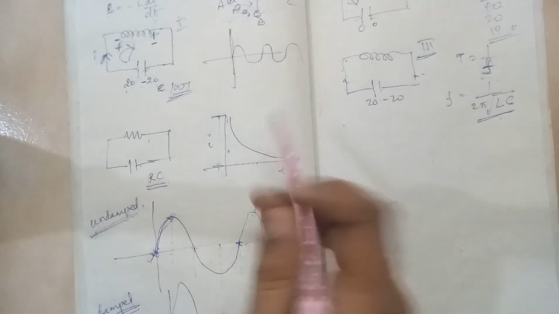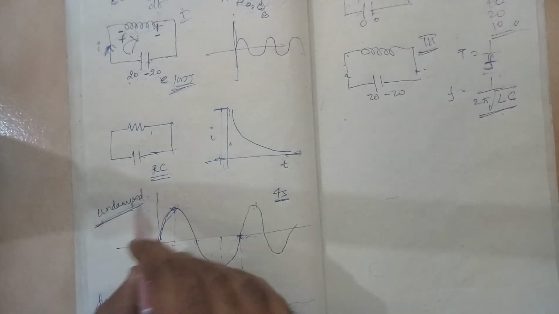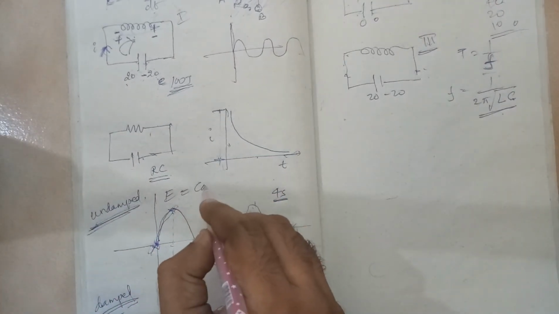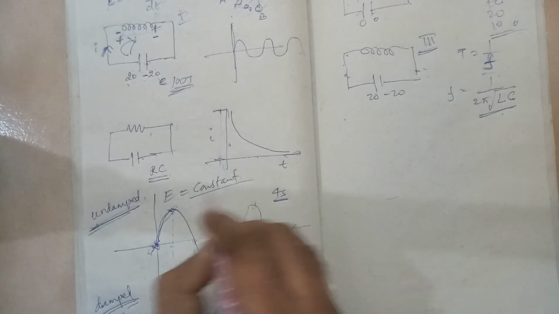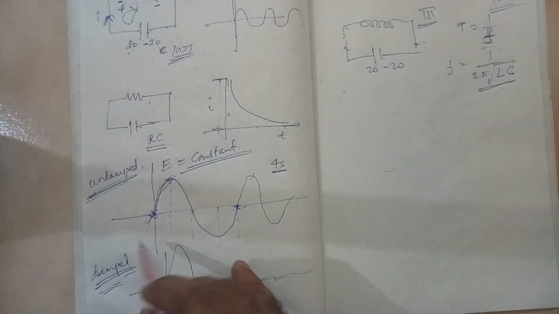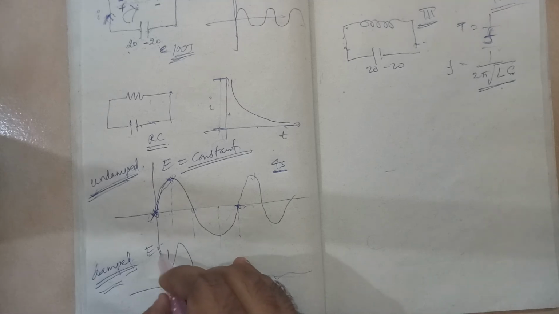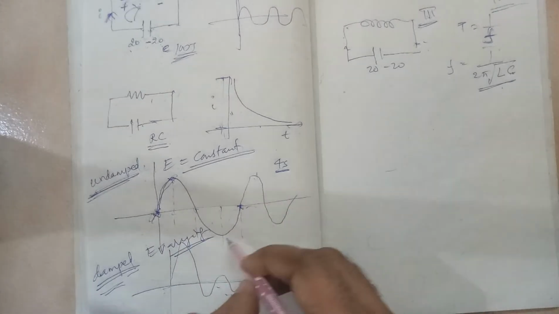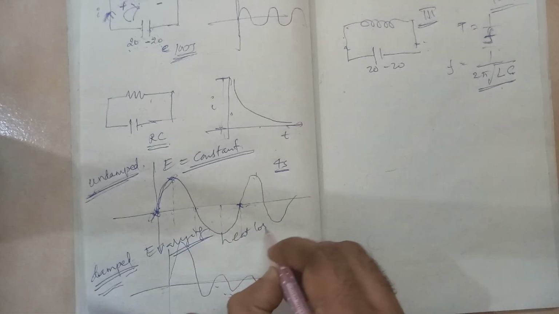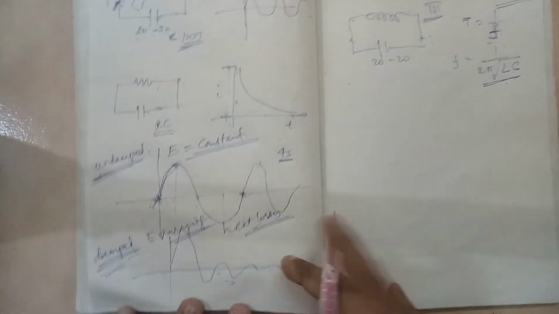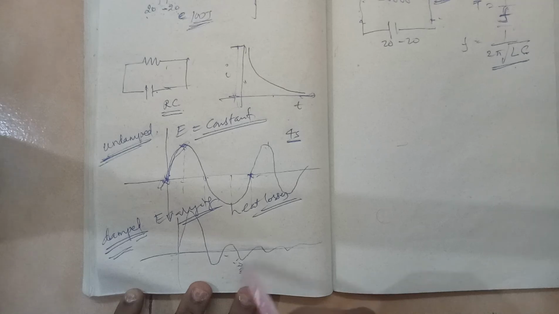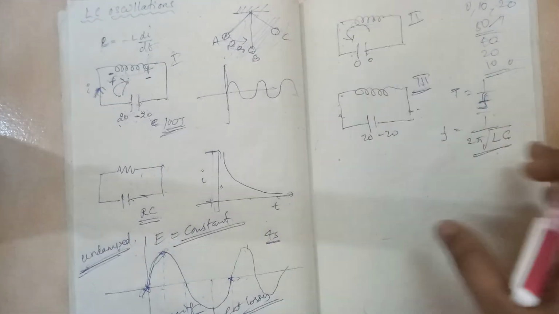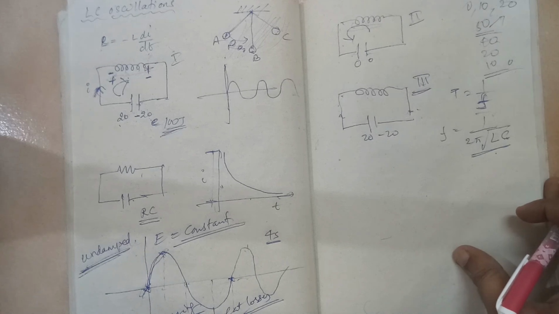Remember, in the undamped situation energy is constant, conserved, whereas here energy is varying because there is heat loss. There are heat losses. This is the realistic situation. Okay, so just make note of these points.